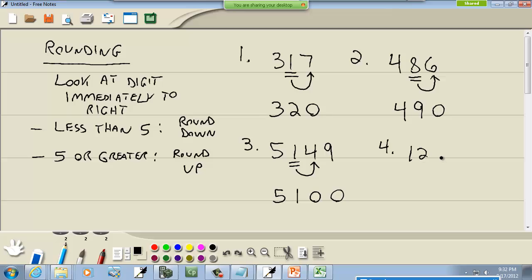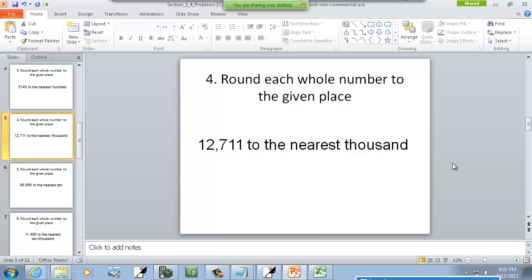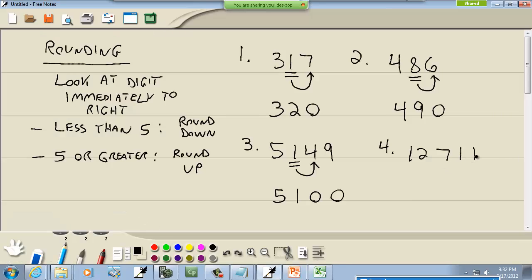This one we've got 12,711. We're rounding to the nearest 1,000. Well, this is ones, tens, hundreds, thousands. So this is the thousands place. We're going to look at the digit immediately to the right. It's 5 or greater, so we're going to round up, which means we increase this by 1, so that becomes 3, and all the digits to the right are 0.